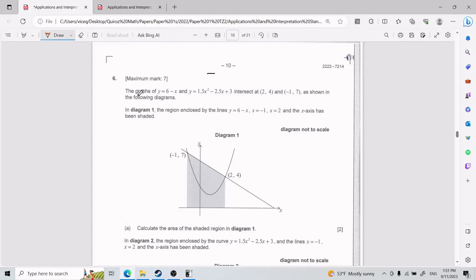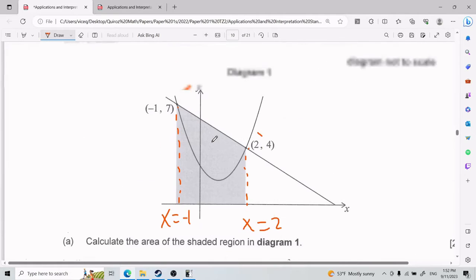Alright, so for number 6, we have that the graphs of y equals 6 minus x and y equals 1.5x squared minus 2.5x plus 3 intersect at 2.4, which is here, and negative 1.7, which is here. In diagram 1, the region enclosed by the lines of y equals 6 minus x, with x equals negative 1, which would be here, and x equals 2 has been shaded. For part A, we need to calculate the area of the shaded region in diagram 1. So let's zoom in a little bit and see what we can do.